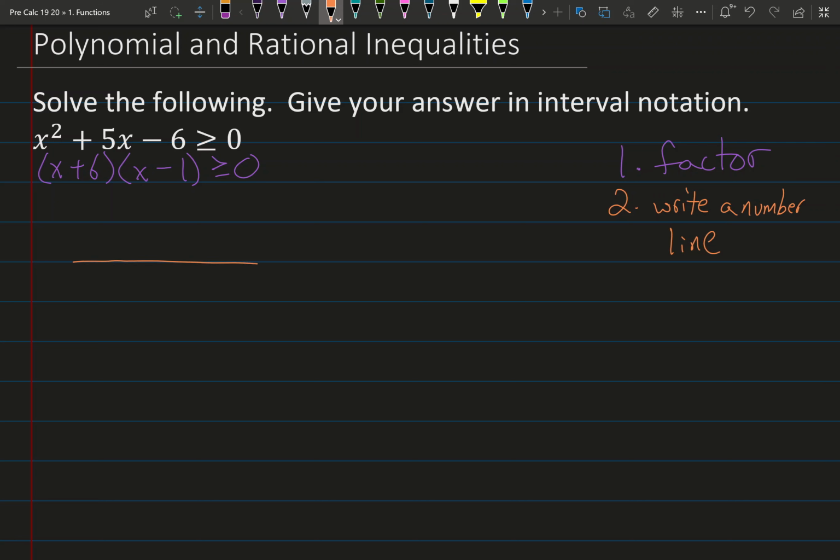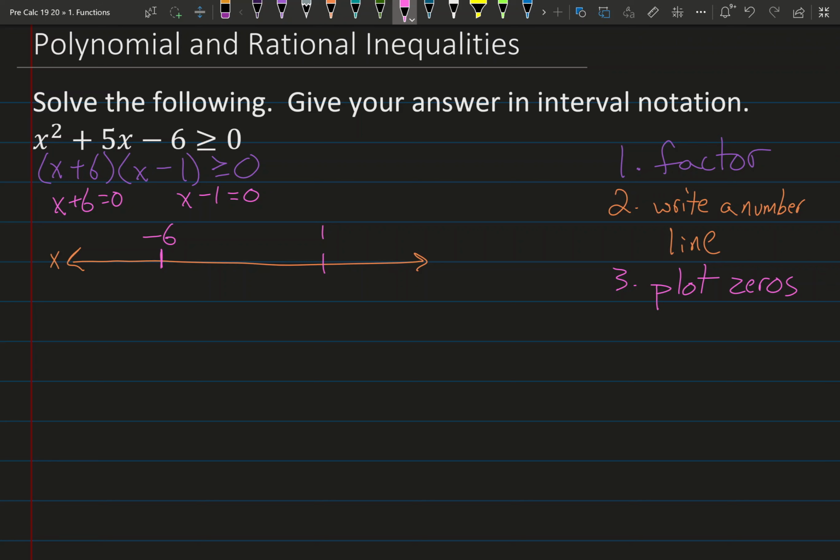Okay, so we have our number line, and we are going to label it with an x or whatever variable we are using for this problem. On the number line, we are going to plot the zeros of our factors. So we take x plus 6, set that equal to 0, x minus 1, set that equal to 0. And then we end up with our zeros being x equals negative 6 and x equals 1.